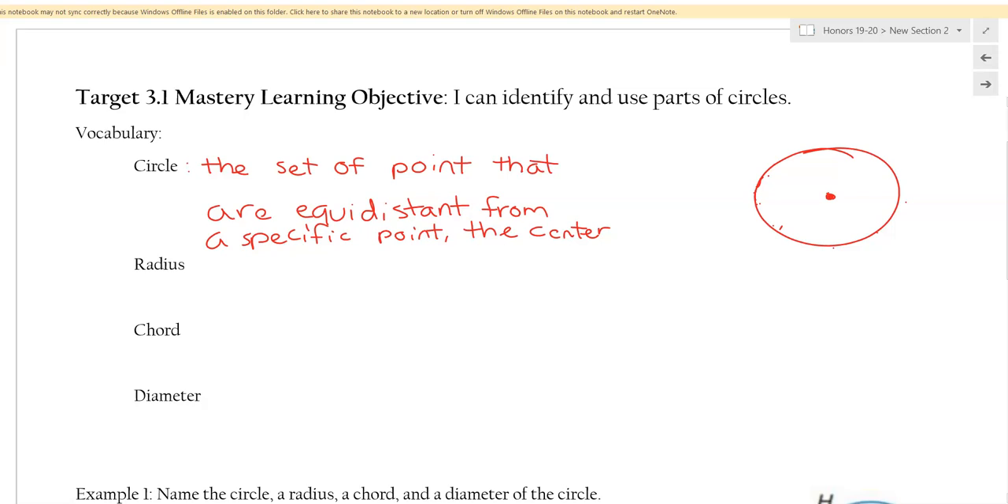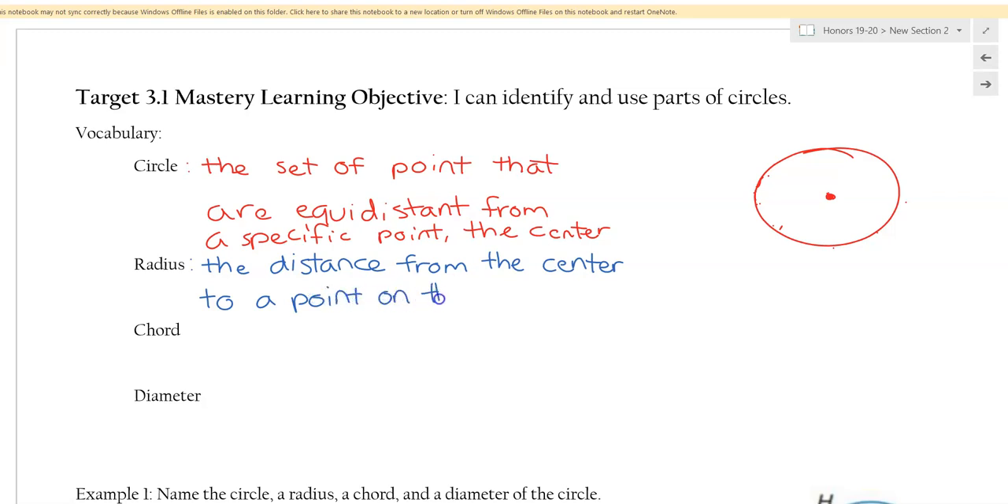What's the radius? The radius is the distance from the center to a point on the circle. If I start at the center and go to any point on my circle, that's the radius.